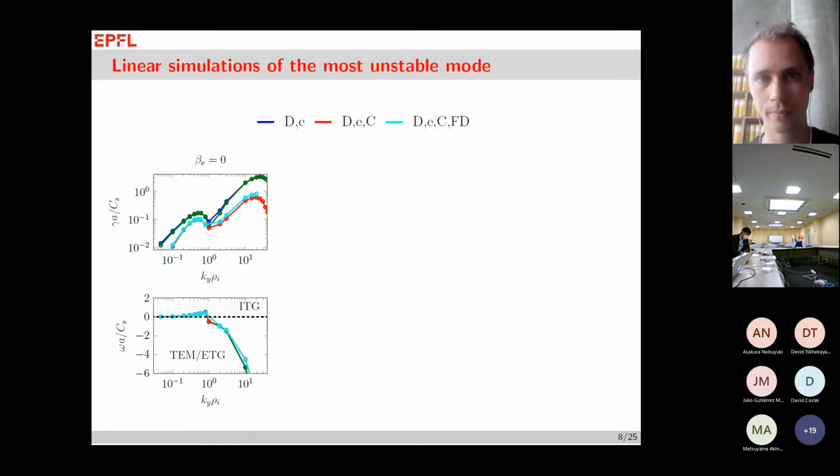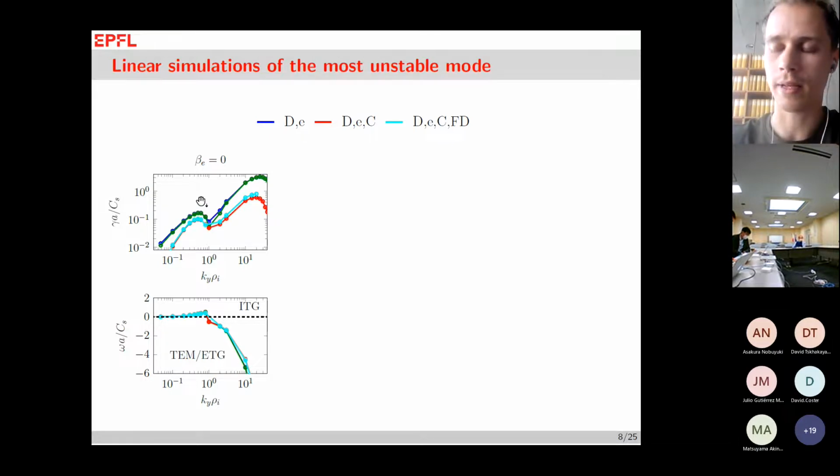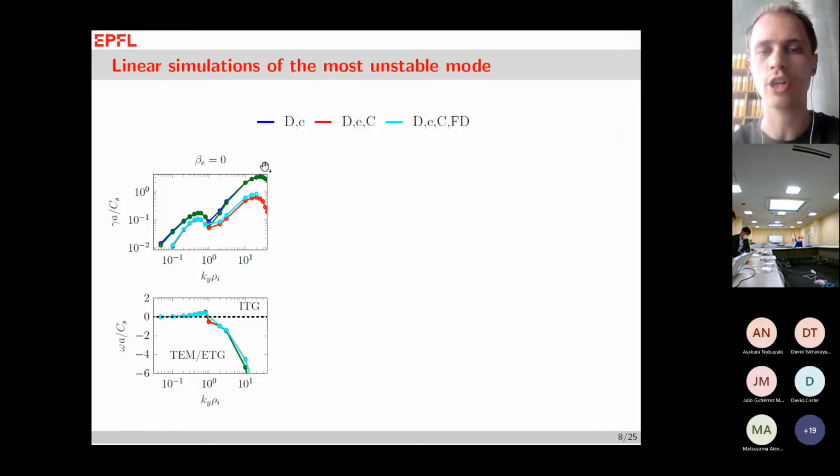Now, if we add impurities, so we go from blue to the red line, we can see that we have a stabilization, so a reduction of the growth rate here when going from blue to red, which means that impurities are stabilizing. The green line here keeps the effect of impurities in the collision operator, but does not otherwise include them as a species. And as you can see, the effect of the collision operator is actually quite small, but the main effect when adding impurities comes from diluting the main species.